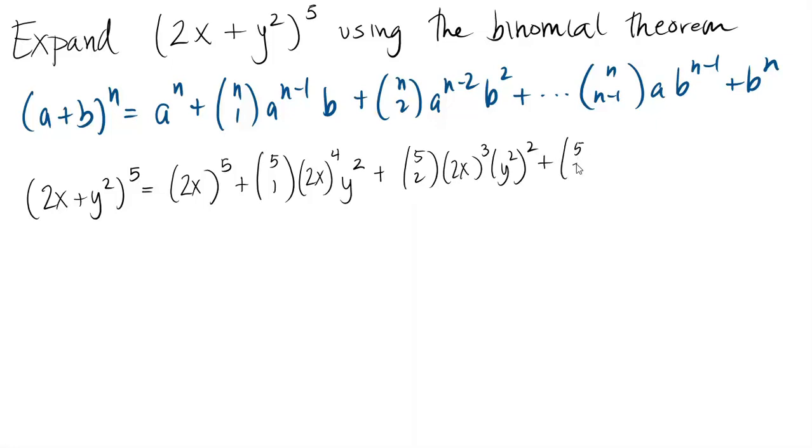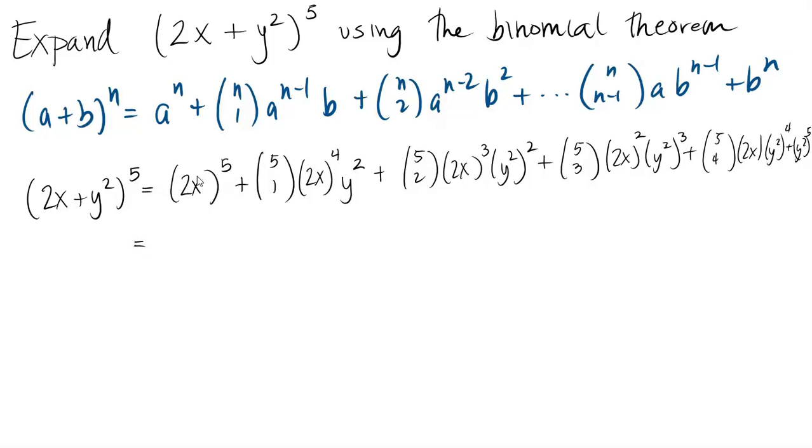Then it's 5 choose 3, because we're choosing 3 copies of y squared. If we choose 3 copies of y squared, we're choosing 2 copies of 2x. Then 5 choose 4 times 2x times y squared to the 4th. And then a y squared to the 5th. Sorry, I kind of jammed that in there. Now we need to simplify this.